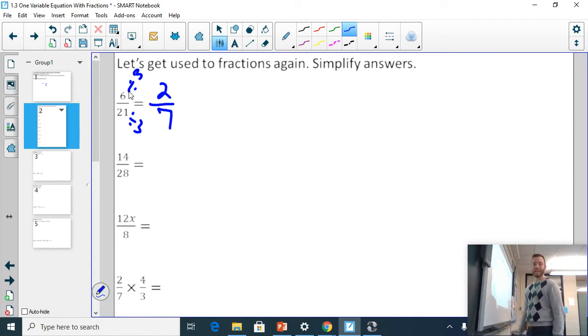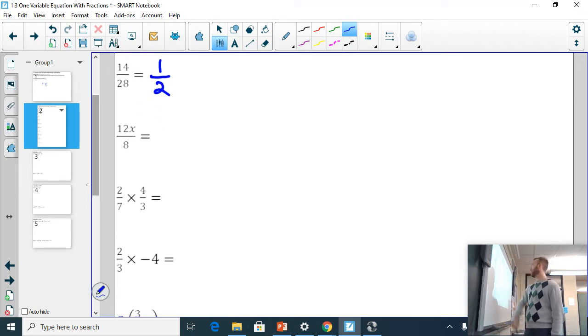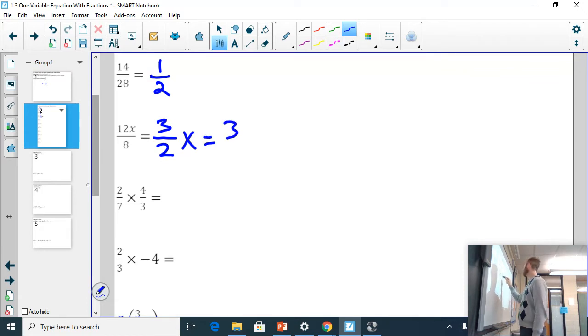14 divided by 28, you could divide both by 14, but I think it's good to just recognize that 14 is half of 28, so this is going to be 1/2. And then I've just added a variable on there. You can just ignore it, right? So 12x divided by 8 will simplify if you divide both by 4 to 3/2. And then you can either stick that x out front or leave it on top. It doesn't really matter. These are the same thing. I like the first one, but totally up to you.